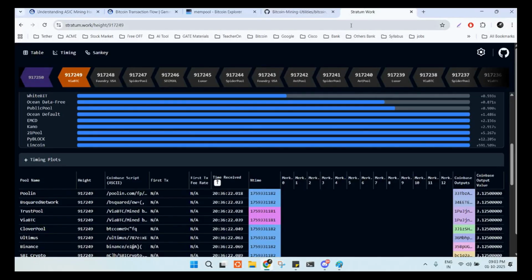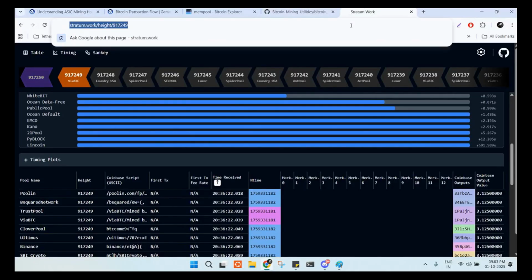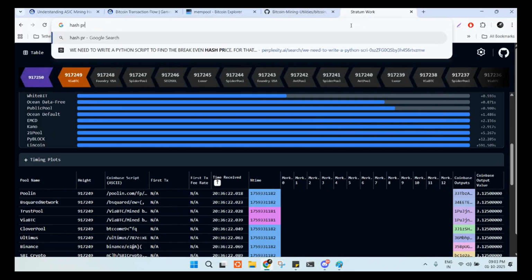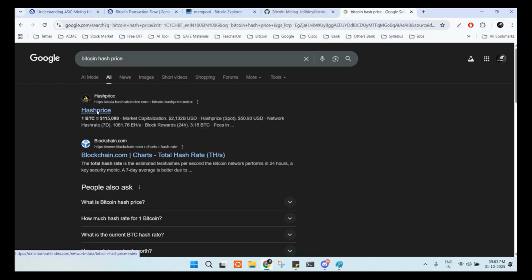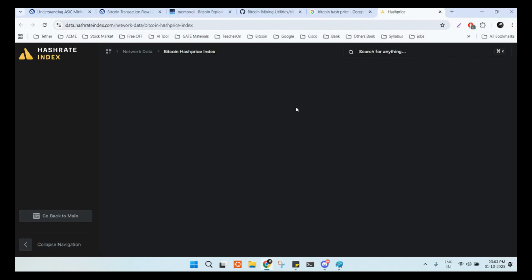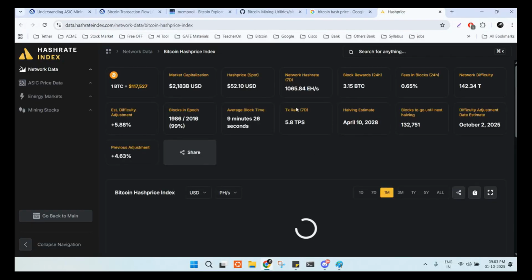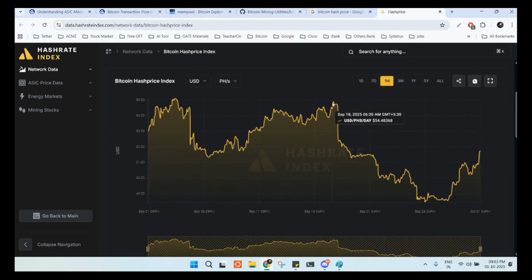But the problem is, as we have seen, the hash price will keep changing. So if we look at the Bitcoin hash price, you can go to the hash rate index itself or any other website. If you see the hash rate, it keeps fluctuating, right? Now you can see that at that time the petahash was $54 per petahash per day, right? So if you are paying this much, this would be the hash rate index, right?